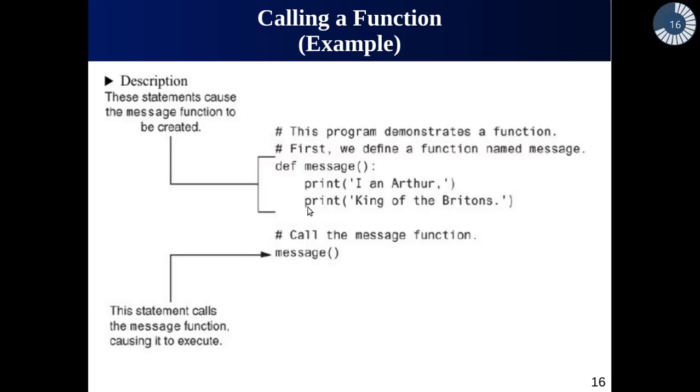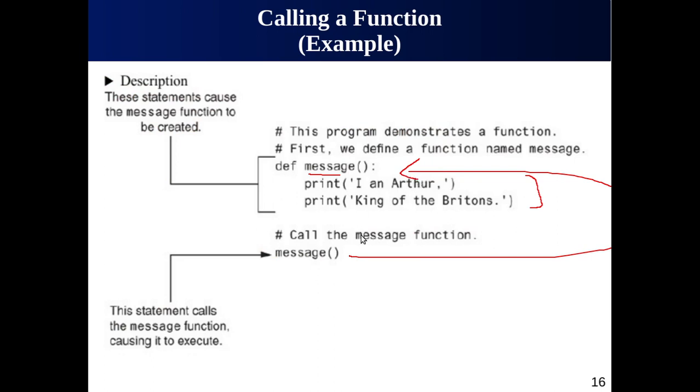Let us see how it actually works in a graphical way. What happens when you run the program? First, the interpreter ignores the comments, and then it encounters a function named message. The function is created in memory, and it will contain the block of statements declared here in these two lines. Remember, a function definition creates a function, but it does not cause the function to be executed. Then to execute the function, you have to call it. Here we are actually calling this function. Once you call this function, the code will be executed.